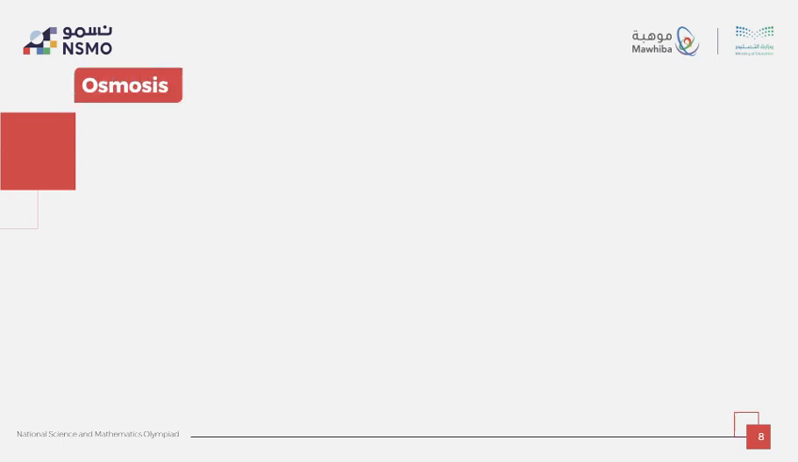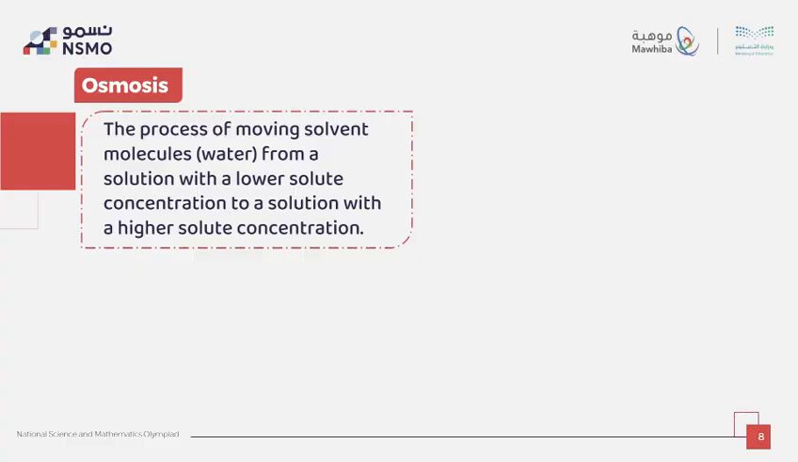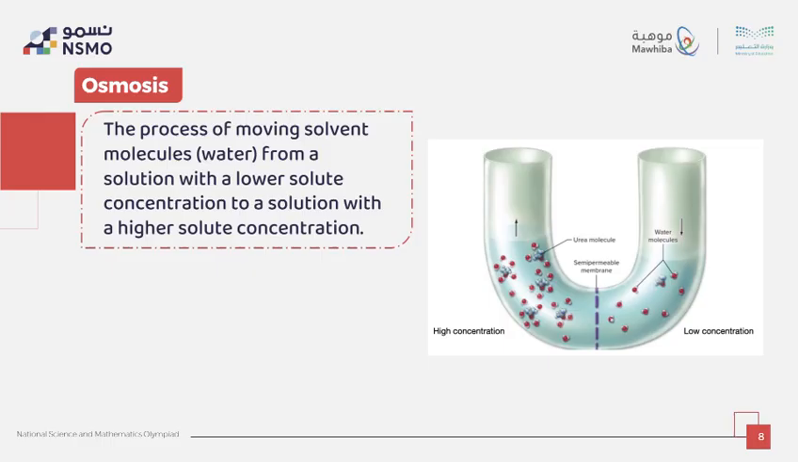The first main transport process we have is osmosis. Osmosis is the movement of water from a lower solute concentration to a higher solute concentration. Look at this diagram, guys. Here it shows water moving from the low concentration to high concentration. So what's the benefit of it? The benefit is that it helps the cells maintain water balance inside the environment.